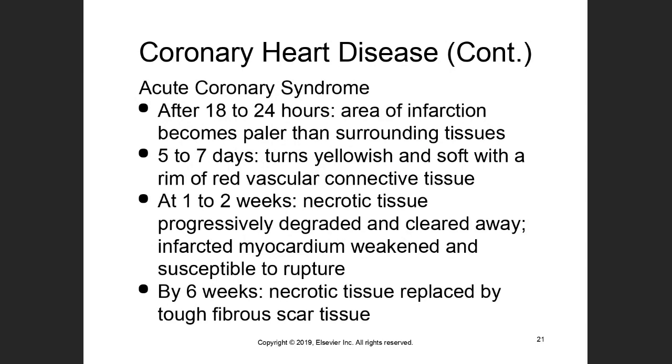Now we have what happens when you have a myocardial infarction. Okay, after 18 to 24 hours, the area of infarction becomes paler than surrounding tissue. They become like white. Okay, at 5 to 7 days it turns yellow, and at 1 to 2 weeks necrotic tissue. Okay, and by week 6, all that necrotic tissue is removed and replaced by fibrous tissue. Okay, fibrous tissue.